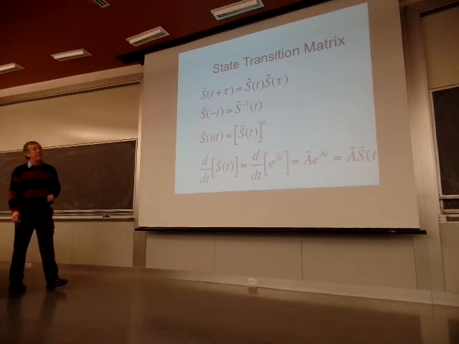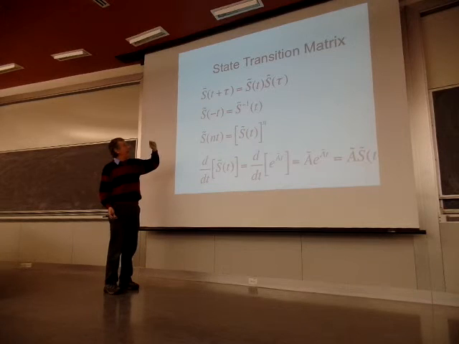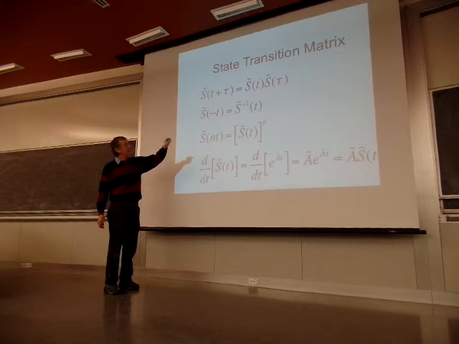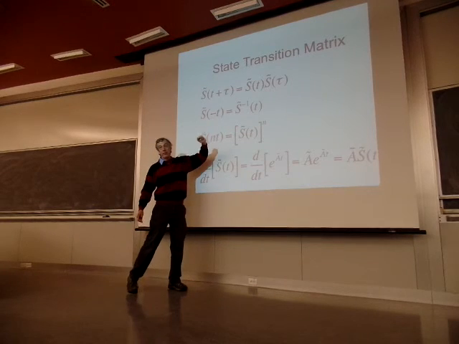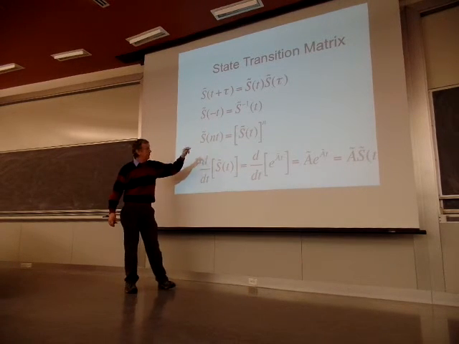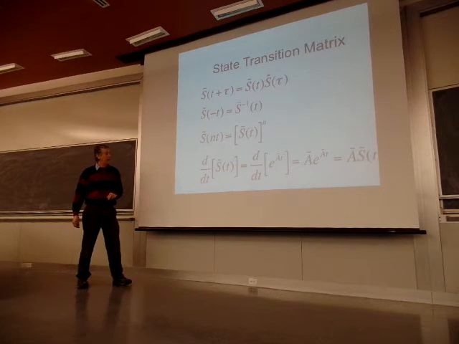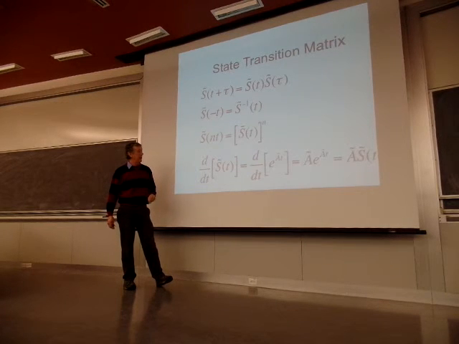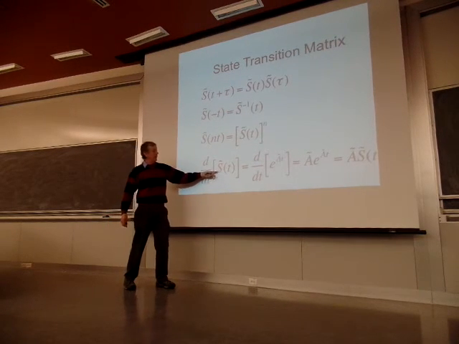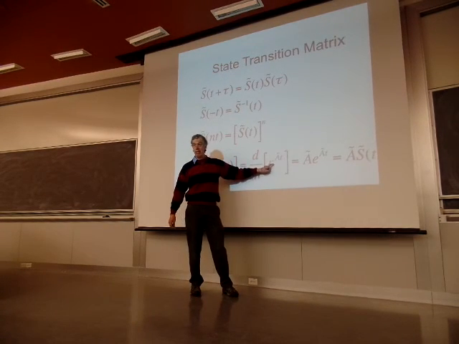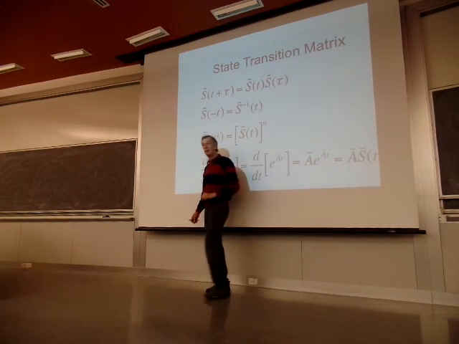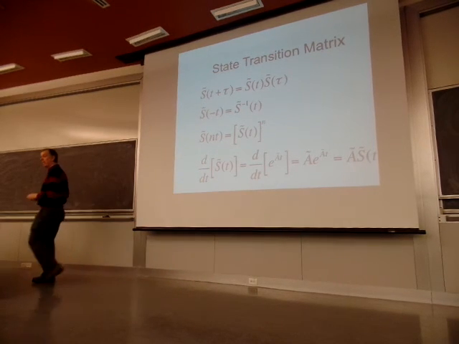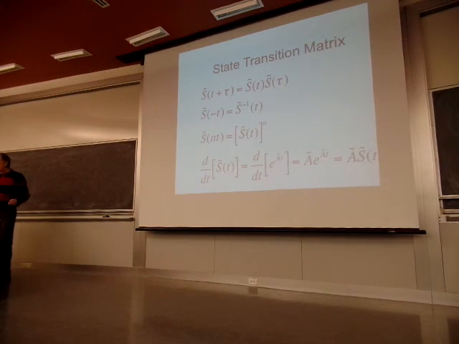Same as before. Since they're all exponentials here, S of t plus tau is S of t times S of tau. The negative is the inverse of that. Taking it to the power n is S of nt, S to the power n. The derivative, okay? Well, it's e to the At, which is A e to the At, same as the standard exponential for first order. So these are the same properties we have for a scalar. It happens to be matrices here. All right. Makes sense?